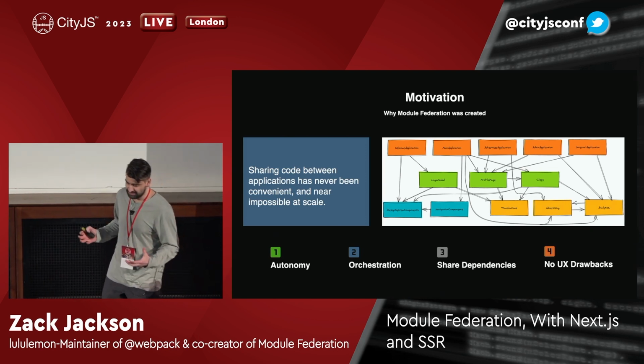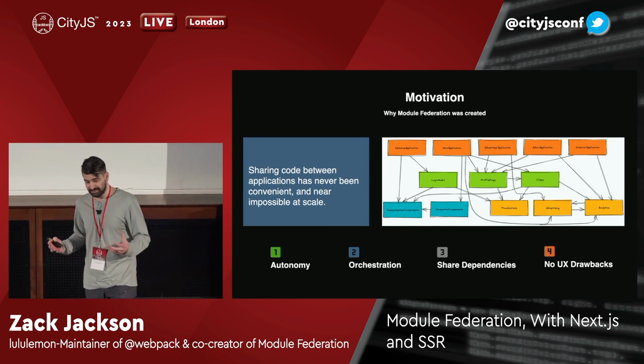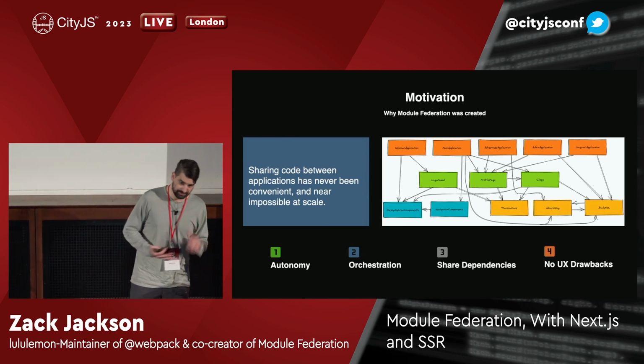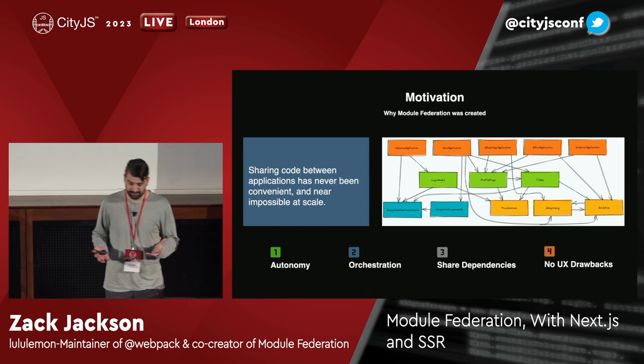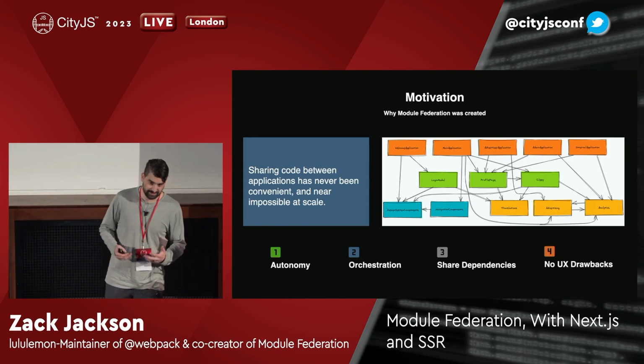So the big things that I really wanted to get out of it, from the business level and from the engineering level, are autonomy, ability to orchestrate something, dependency sharing in a somewhat efficient manner, and as little UX drawbacks as possible.